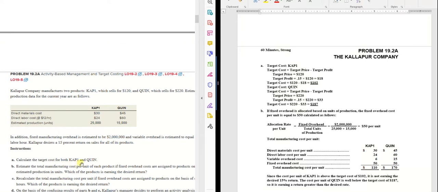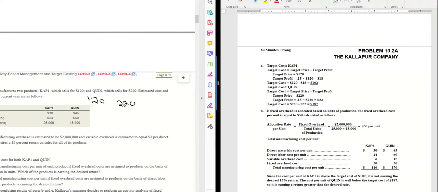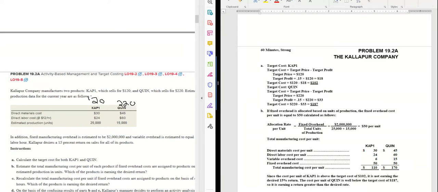So we're going to calculate the target cost for both Cap and Quinn. Notice that we have direct materials and direct labor. Cap sells for $120, and Quinn sells for $220. Here's my cost for 25,000 units. In addition, fixed overhead is estimated to be $2 million, and variable overhead is equal to $3 per direct labor hour.